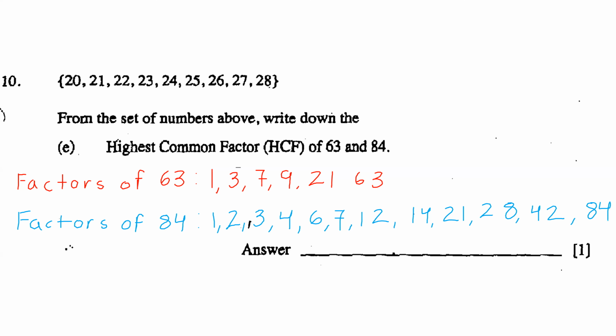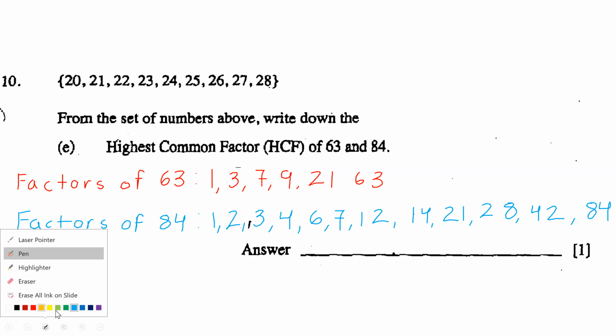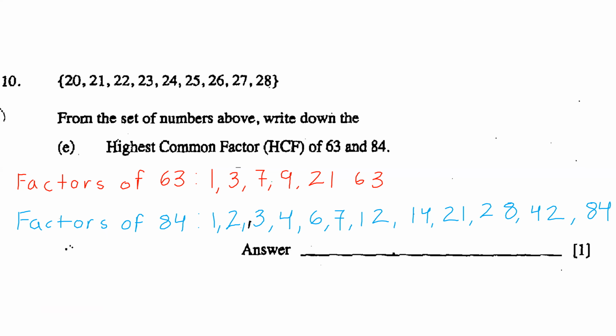And on top, we have the factors of 63. Which number is the highest common factor of both 63 and 84? So the answer is 21. So highest common factor is definitely going to be 21. Okay, so the multiple of 13 is 26, factor of 81, 27, prime number, 23, lowest common multiple of 4 and 14, 28, and highest common factor is 21.